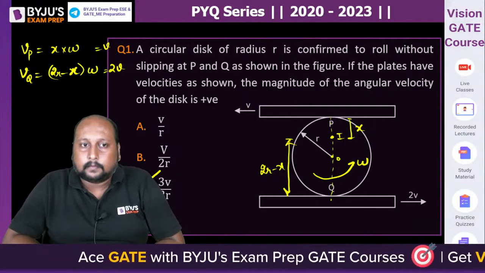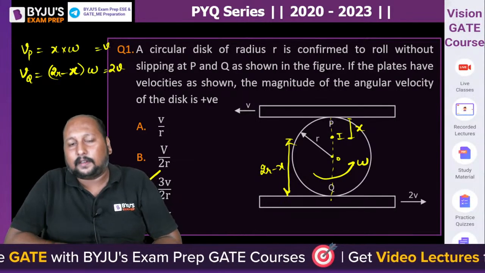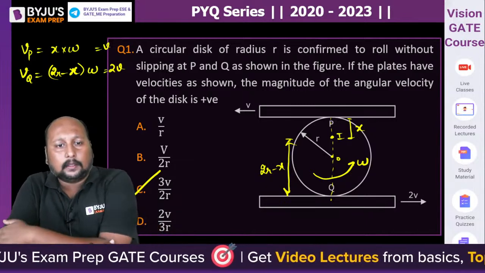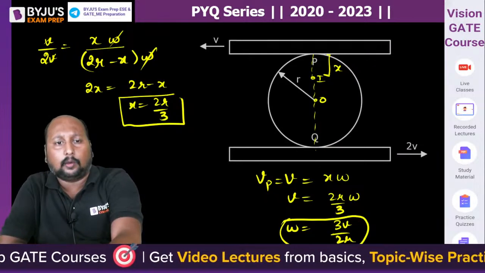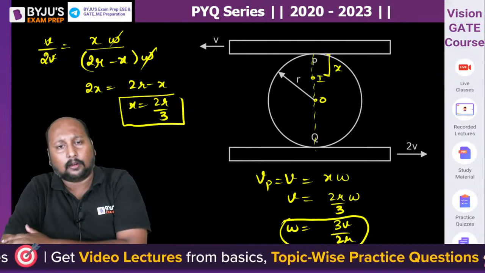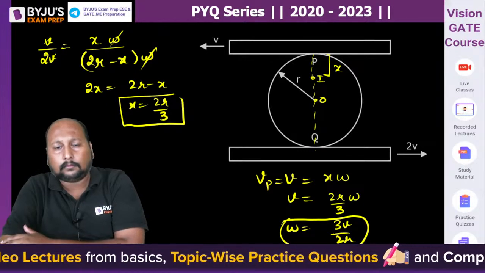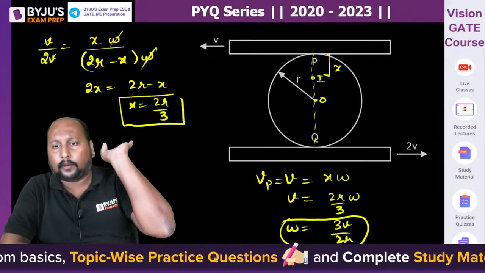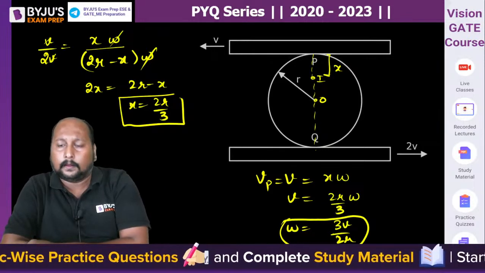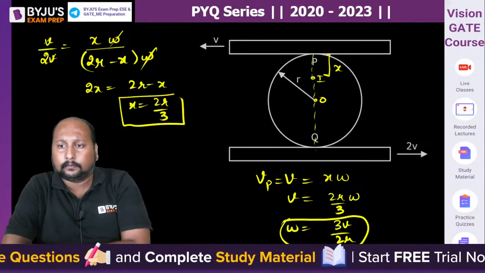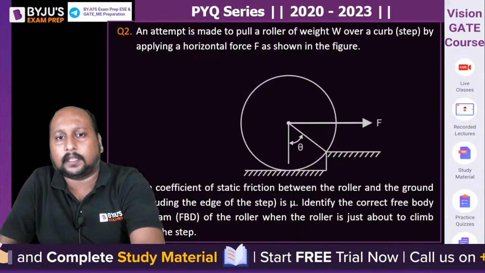Done. There are a lot of questions. We have to cover each and everything. So I hope now this is quite clear. Option C, that is 3v by 2r, you get by simple calculation. Okay. Done. Question number 2, can we proceed? Yes. Okay, next question, question number 2 on the screen.